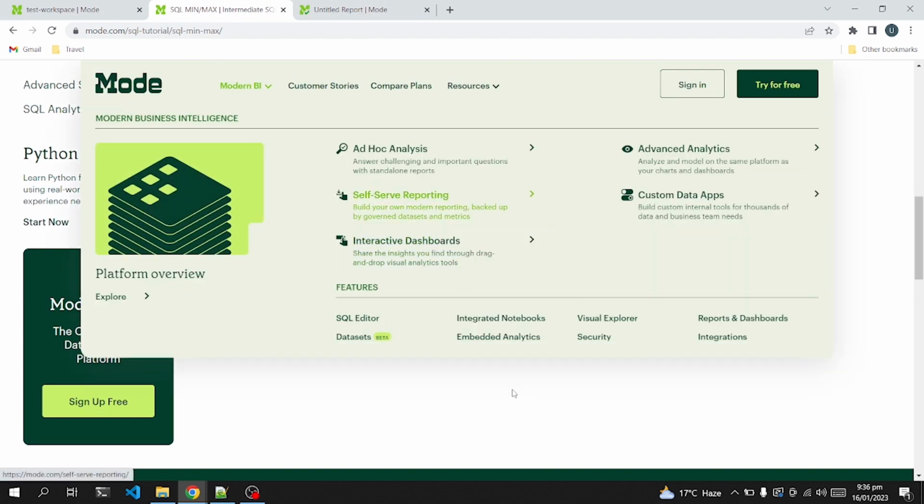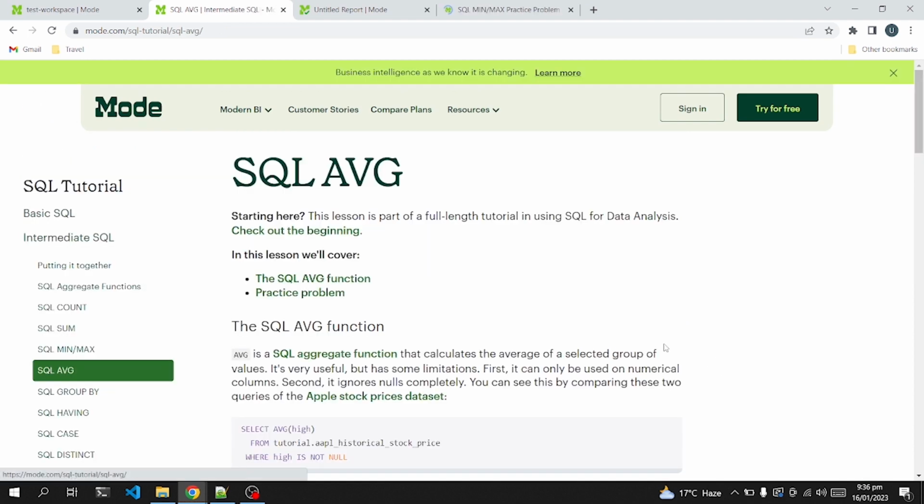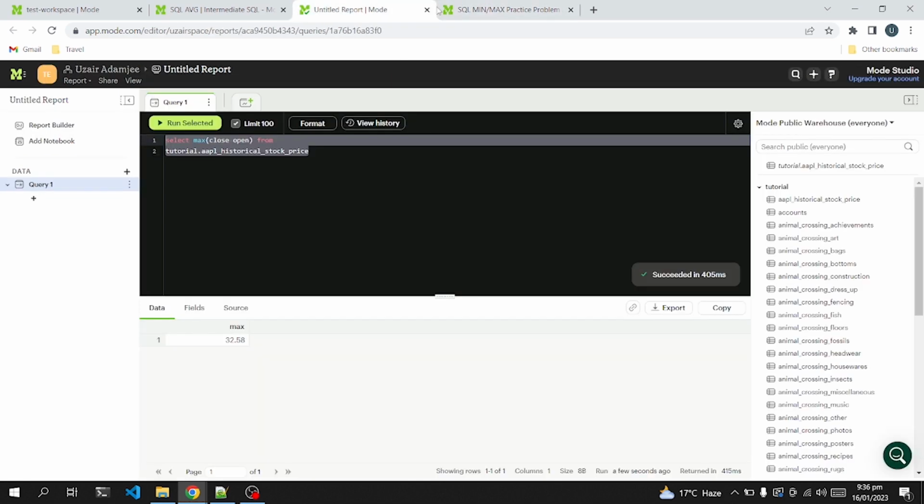Let's check the answer. I guess we have written the right statement. Yep, maximum of the close and open difference. We are good to go.